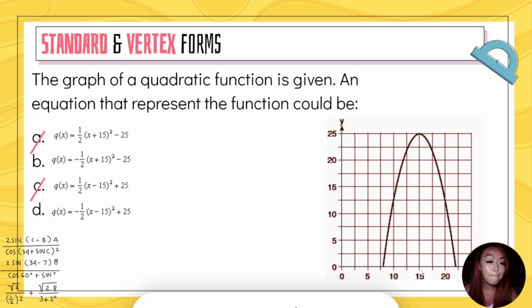So next I'll find the vertex. The vertex is at positive 15, positive 25. So if you just substitute into the vertex form, I know that the equation would have to include x minus 15, remember the opposite sign, and then plus 25. So that would be choice D.